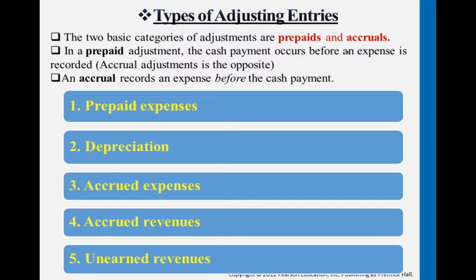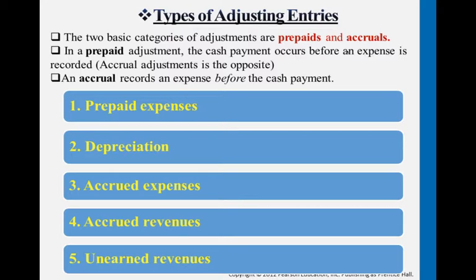Okay, there are 5 categories of adjusting entries. We talked about a few examples under prepaid expenses, talked about salary payments under accrued expenses. So there are some of the other ones: depreciation, accrued revenues, and unearned revenues. Okay, 5 main categories. I'll be giving you some examples for each and every category.